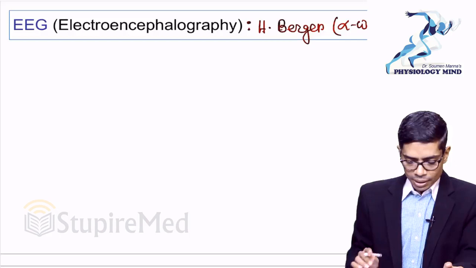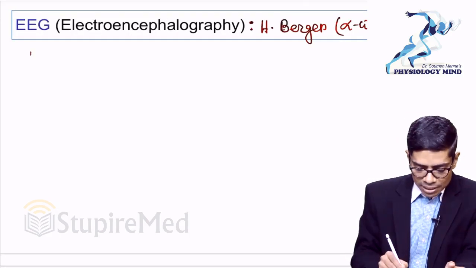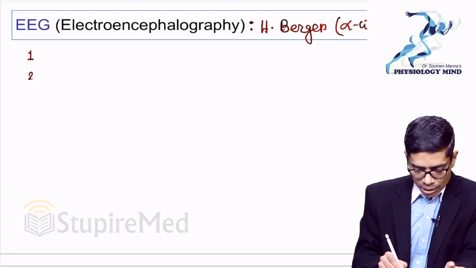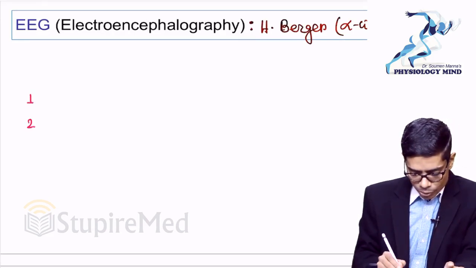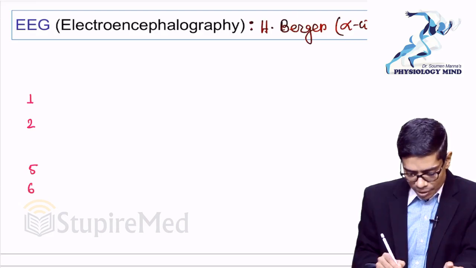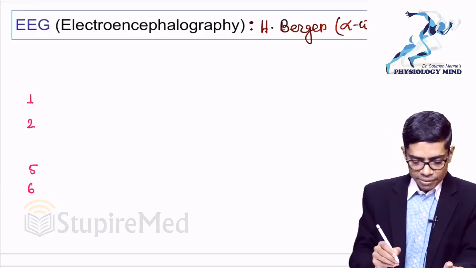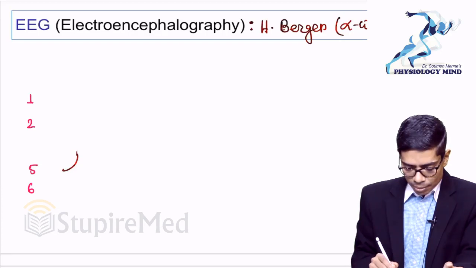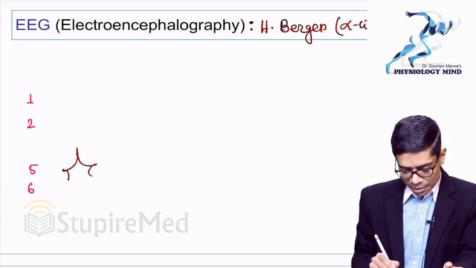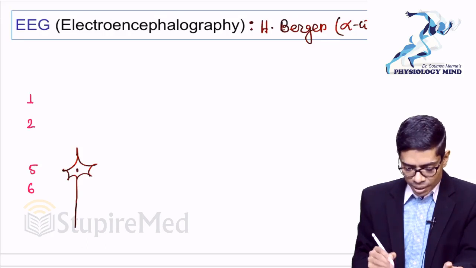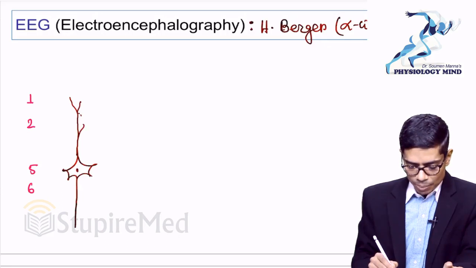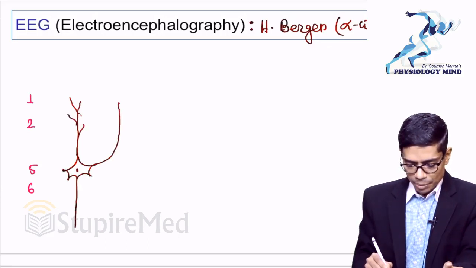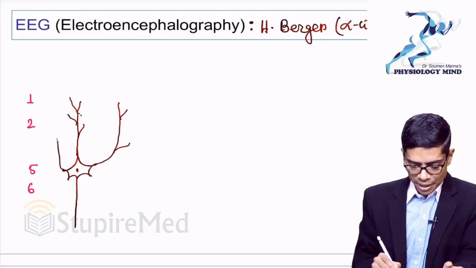Now please note down what EEG is. Try to understand. We know the cerebral cortex has 6 layers. Suppose these are the different layers 1, 2, 3, 4, this is 5 and layer number 6. At layer number 5, there are giant pyramidal cells. The dendrites of these pyramidal cells extend even up to the superficial part of the cerebral cortex like this.